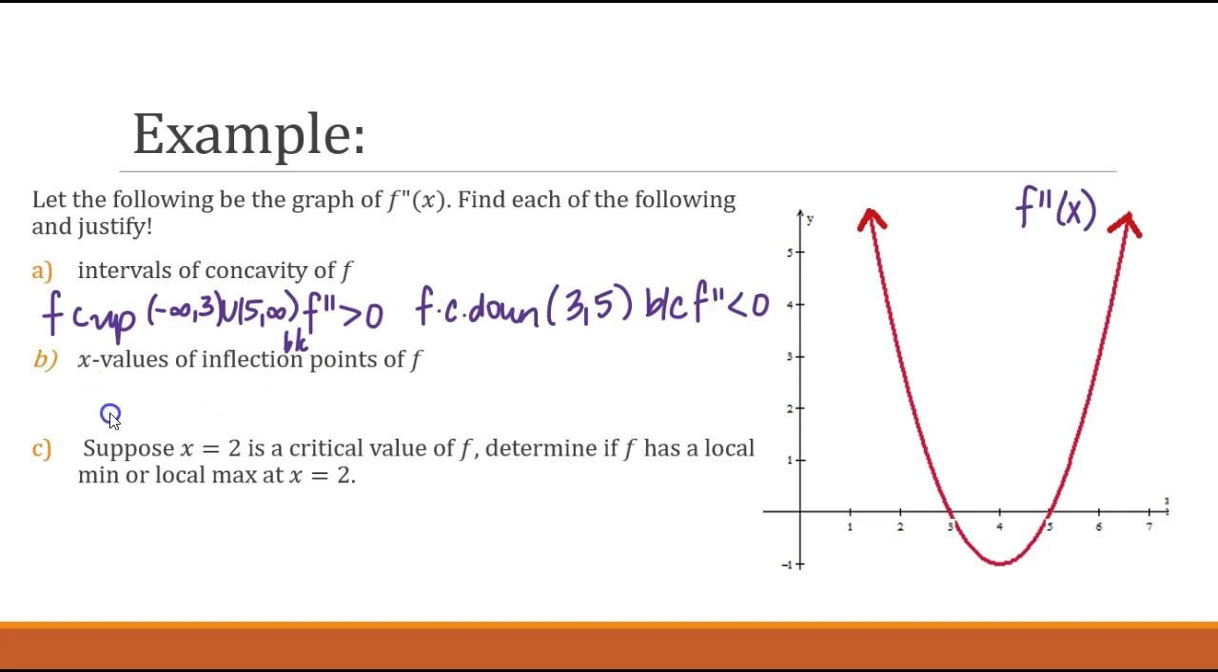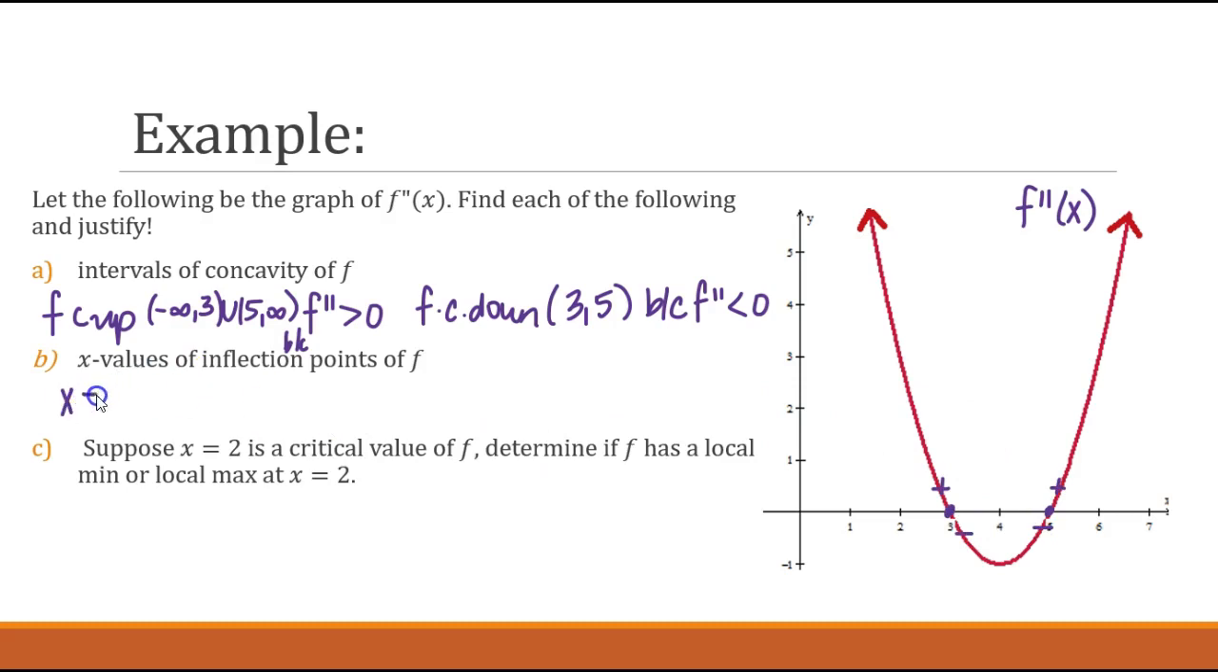So for part B, we want to find the x values of inflection points of f. So what we're looking for is wherever the second derivative changes sign. So not just equals 0. We need the second derivative to change sign. So the second derivative is positive, and then it switches to negative at 3, and then at 5 it was negative and switches to positive. So we couldn't have just a bounce off of the x-axis. That would not be an inflection point. We actually need it to cross the x-axis, either from positive to negative or negative to positive.